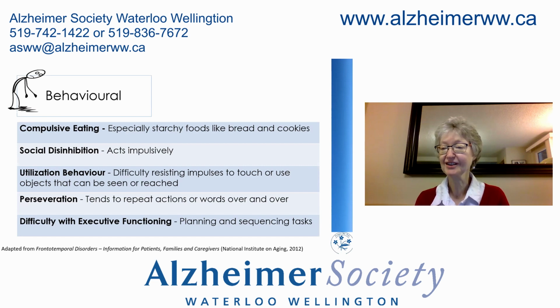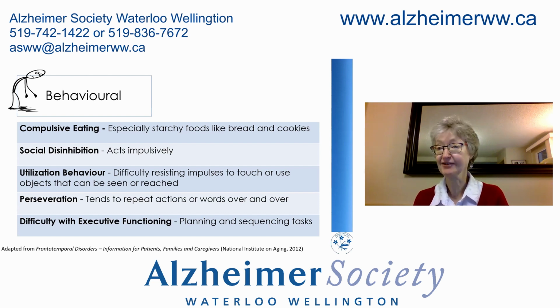Social disinhibition: they act impulsively, see something, want something, reach out and take it, whether it's theirs or not. Or they don't have the ability to filter their comments, and they might make a comment that's not socially or politically correct without any appreciation that it could upset or hurt the feelings of the person receiving it.